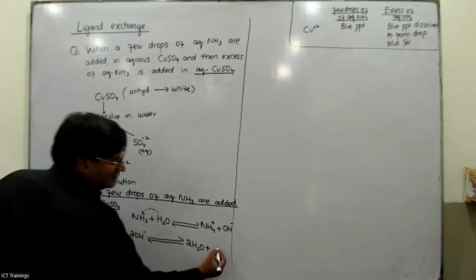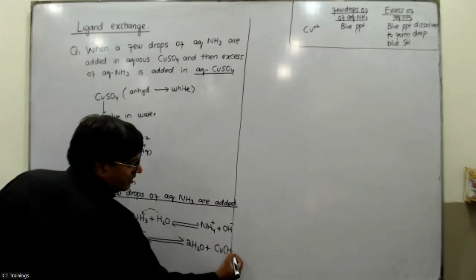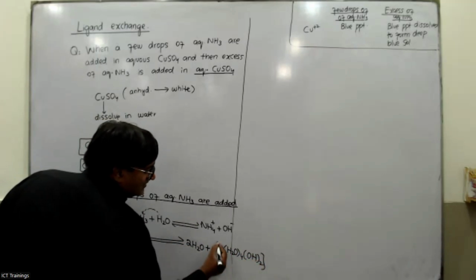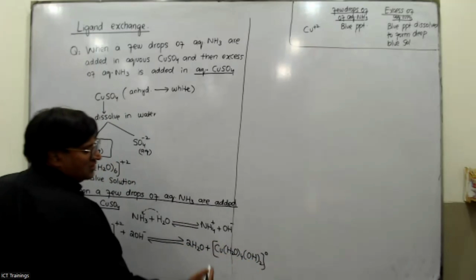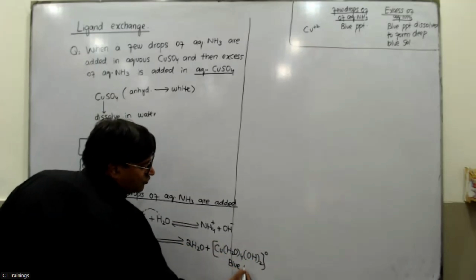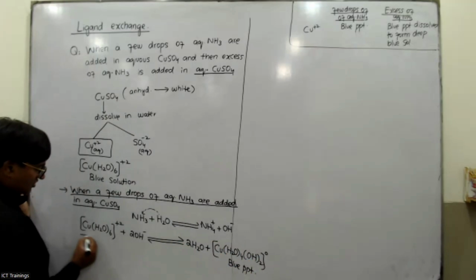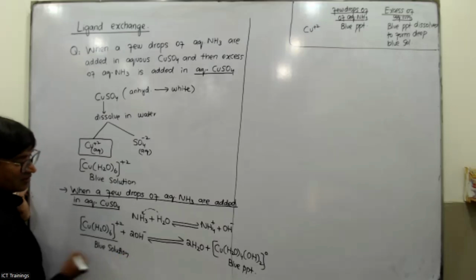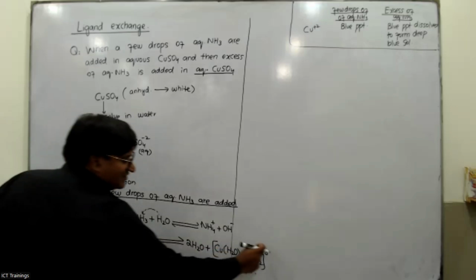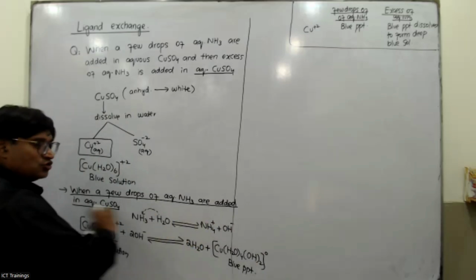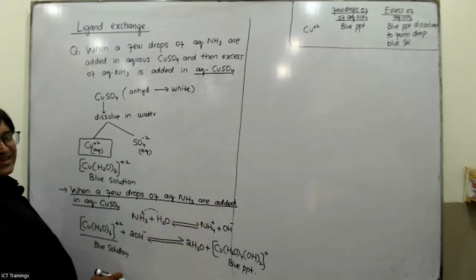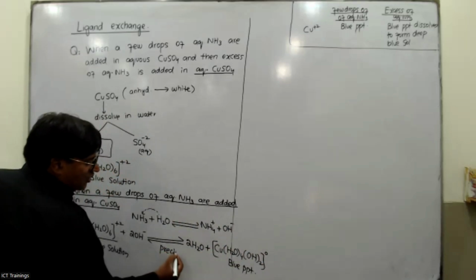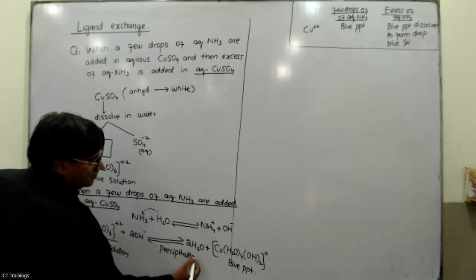And now what is the next thing formed? Cu(H2O)4(OH)2, and this whole thing has zero charge, and this one would form a blue precipitate. So this is actually the blue solution. Because this has a charge and this is zero, this whole reaction, don't call it a ligand exchange. It is ligand exchange taking place, but a precipitate is formed.